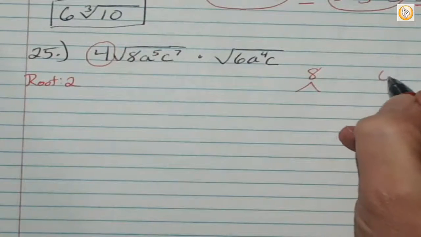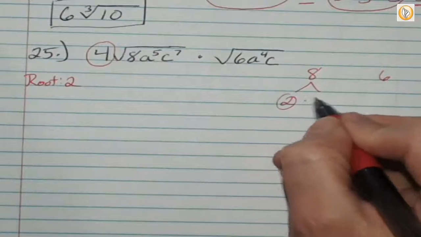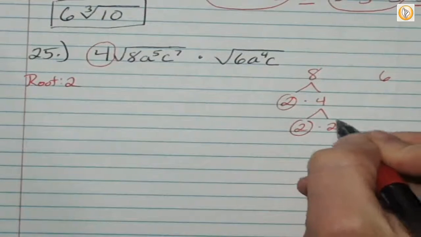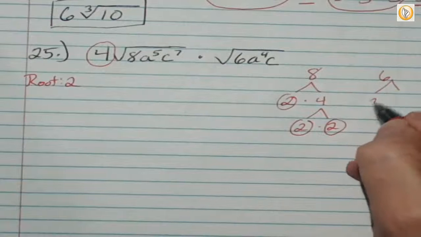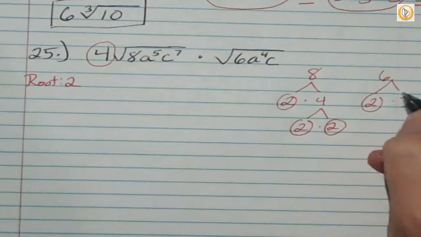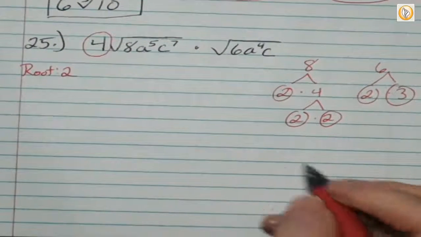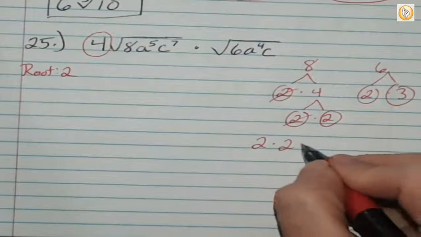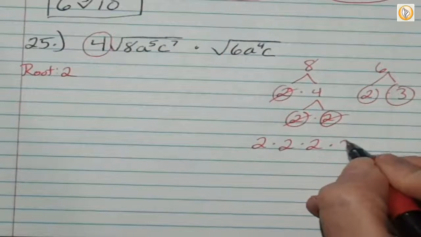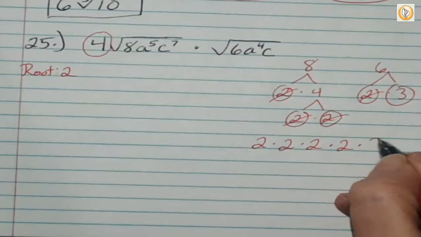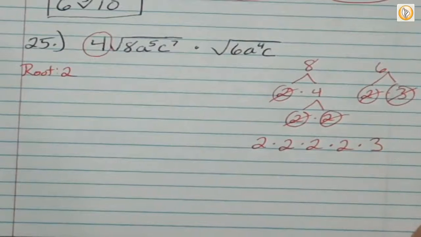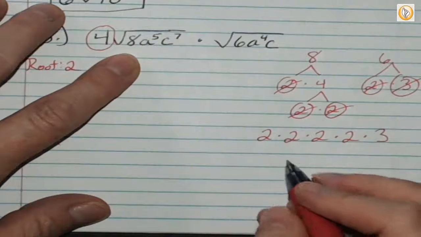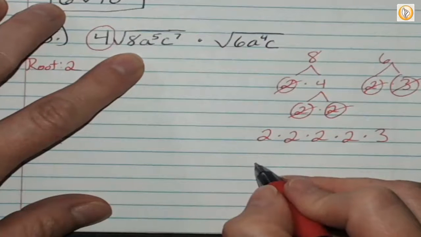That's right. And then be 2 times 4. And then 4 is not prime, so be 2 times 2. And then 6 is 2 times 3. Both those numbers are prime. So you just write all of those numbers out in a line. And then add the variables. And circle the pairs. And then put whatever's left on the inside, and then the pairs on the outside.